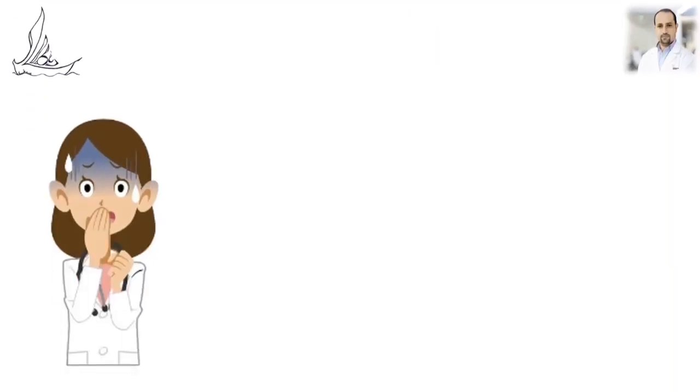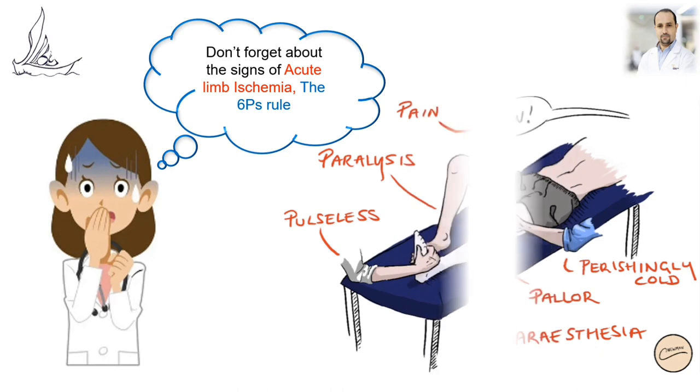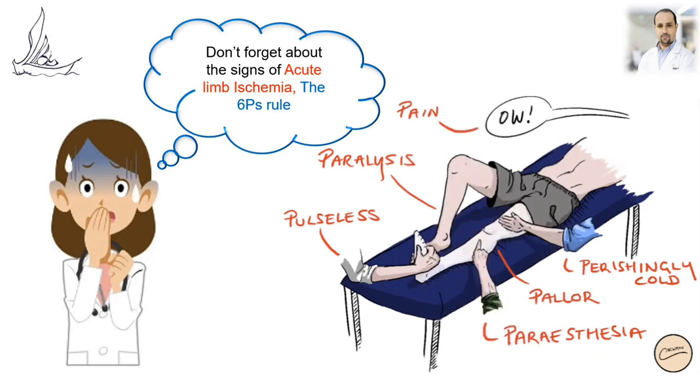One of the most important rules in the ER that we usually use to suspect the possibility of infarction caused by arterial occlusion or arterial cut is the rule of 6 P's. In the case of infarction, we usually have these 6 P's: pain, paralysis, pulselessness, paresthesia, pallor, and perishingly cold.